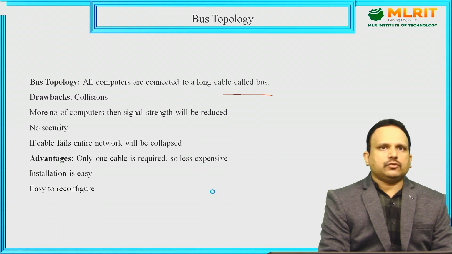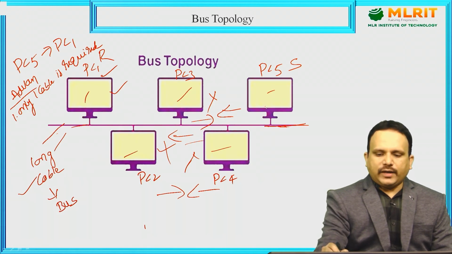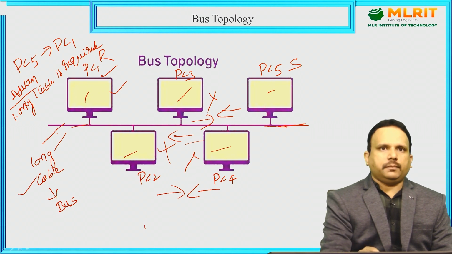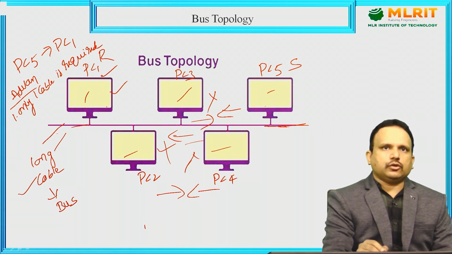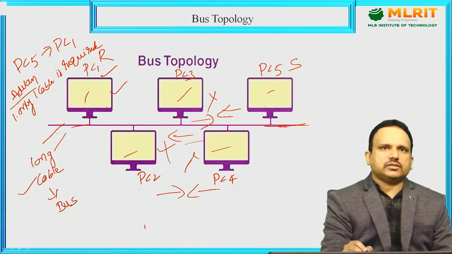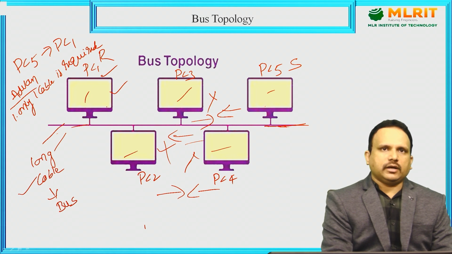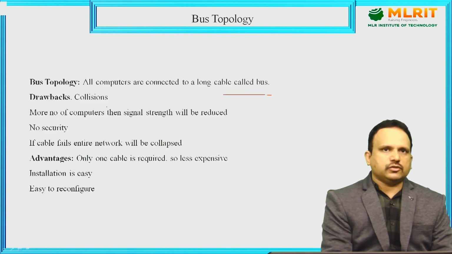No security. So why is there no security? PC5 starts sending the data, it is going to reach PC4, PC3 and PC2, but the exact receiver is PC1. So not only PC1, whatever computers are there in the network, all the stations are going to receive that particular data, but by observing the addresses, the other three will discard the data. So all the stations in the network will receive the data. So there is no security, right?